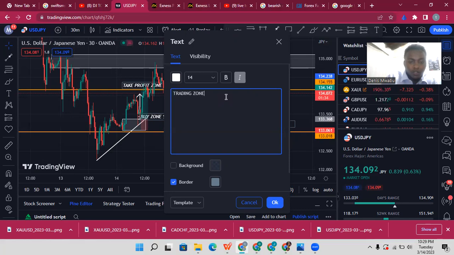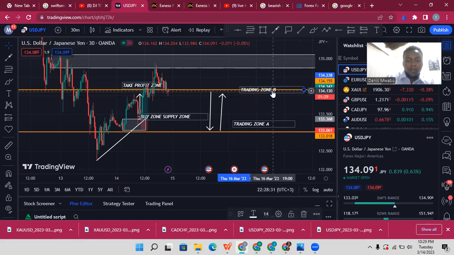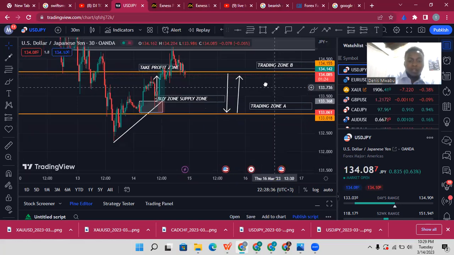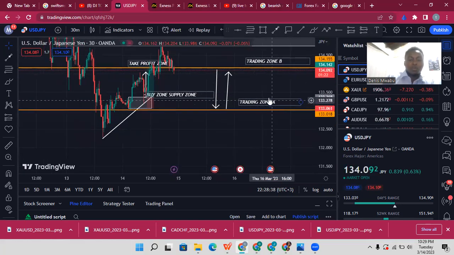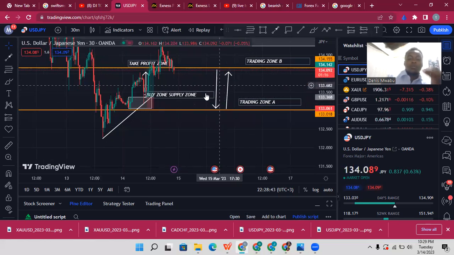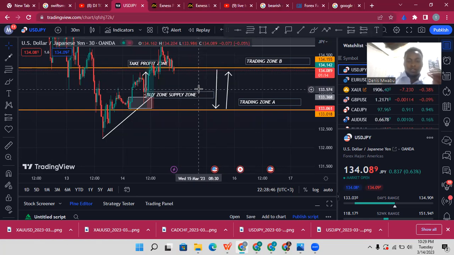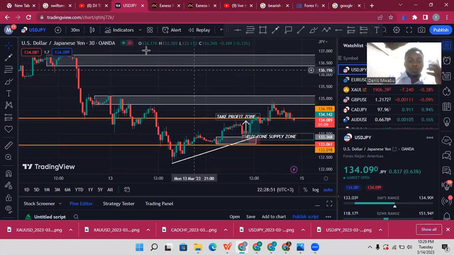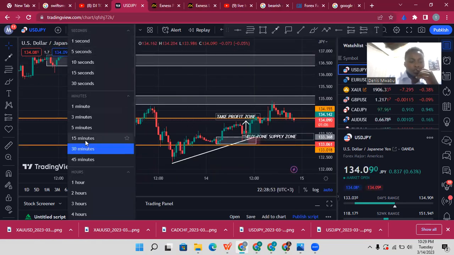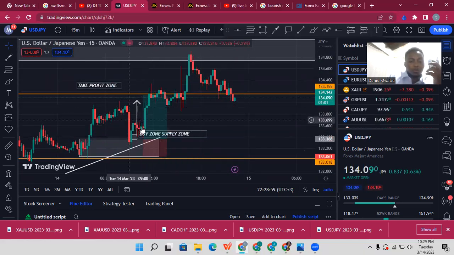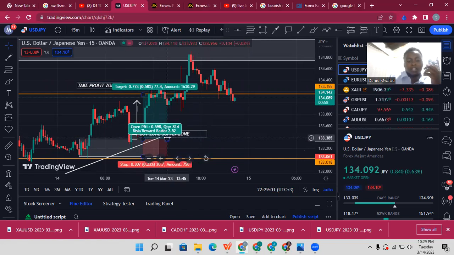So identify your zone first. That is the first step that I usually do. Price had not reached trading zone B, but it was on trading zone A. So on trading zone A, what are we looking for? If price is moving up, we are looking at supply zones. Supply zones are zones that will help catalyze price to the upward movement. And this is what happened. I had drawn this as my supply zone, so I'll explain why I identified this as a buy supply zone.